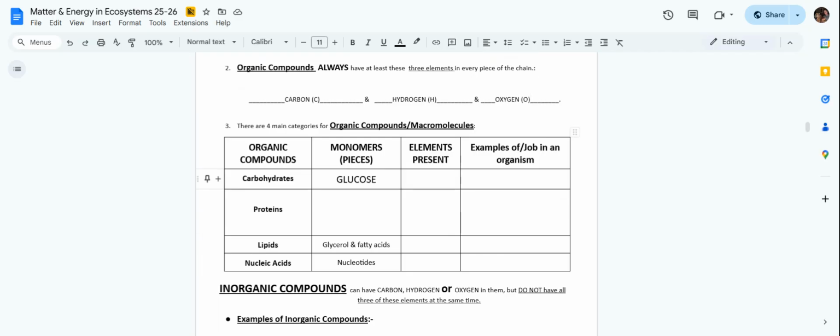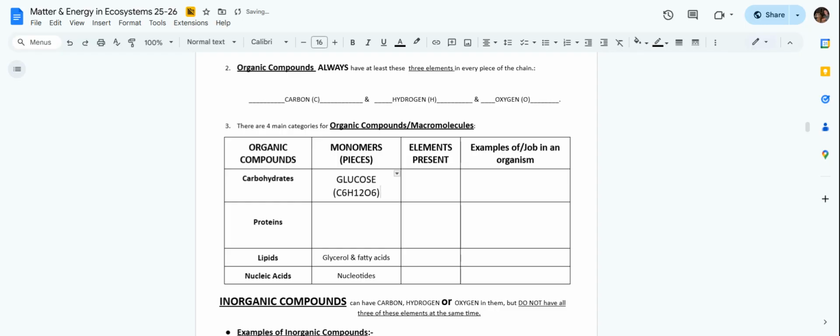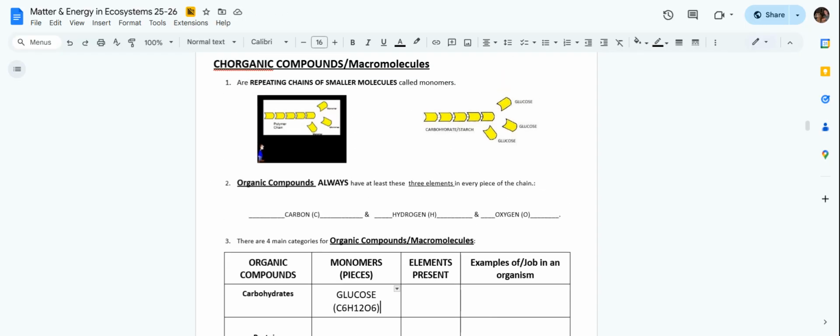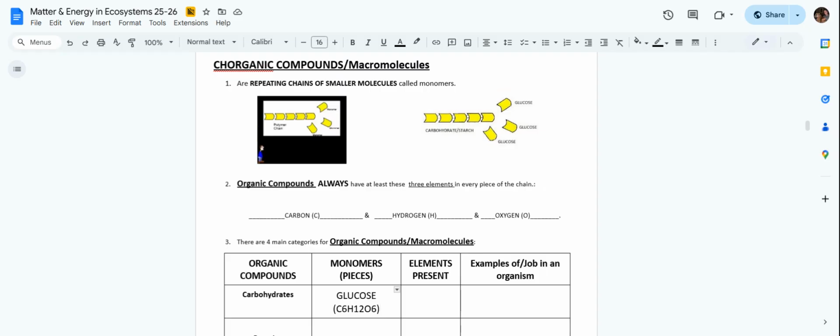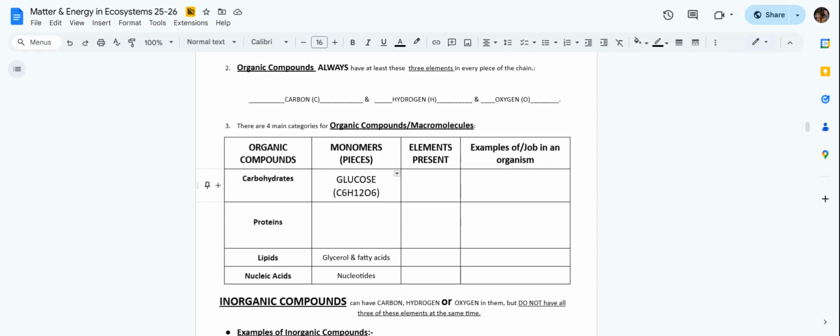Carbohydrates are a chain of pieces of glucose. So we know that glucose is C6H12O6. So it has carbon, hydrogen, and oxygen. Carbohydrates are chains of that, so they definitely have the CHO component of organic molecules. In carbohydrates, there literally is C, H, and O. So that's one type of organic compound. We'll do this last column afterwards.